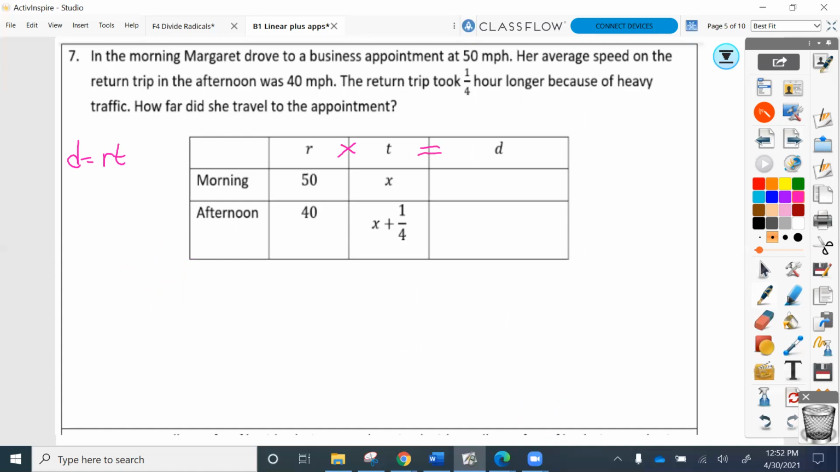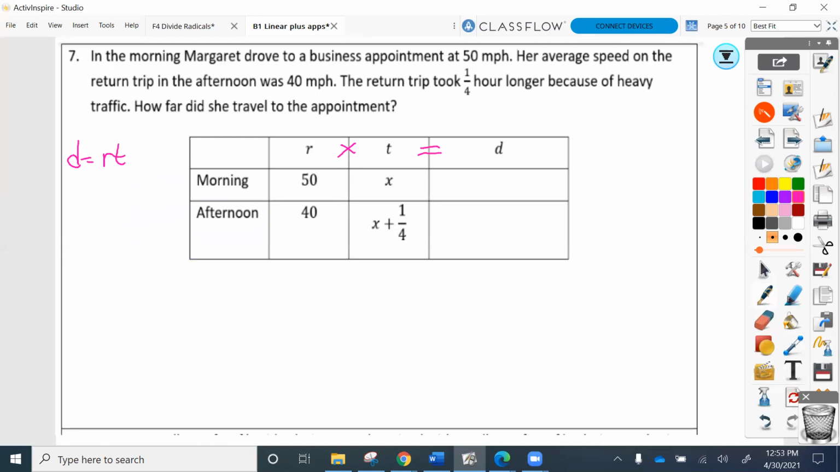So in the morning, she drove to a business appointment at 50 miles an hour, and average speed on the return trip was less, right? 40 miles per hour. And the return trip took a quarter hour longer because of heavy traffic, right? Which makes sense. How far did she travel to the appointment?